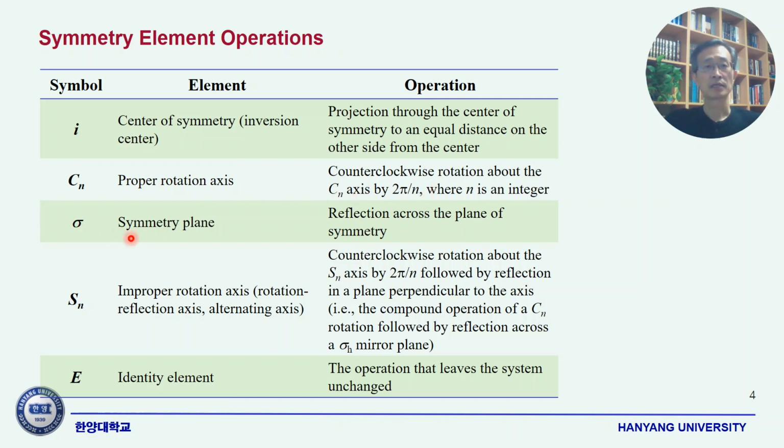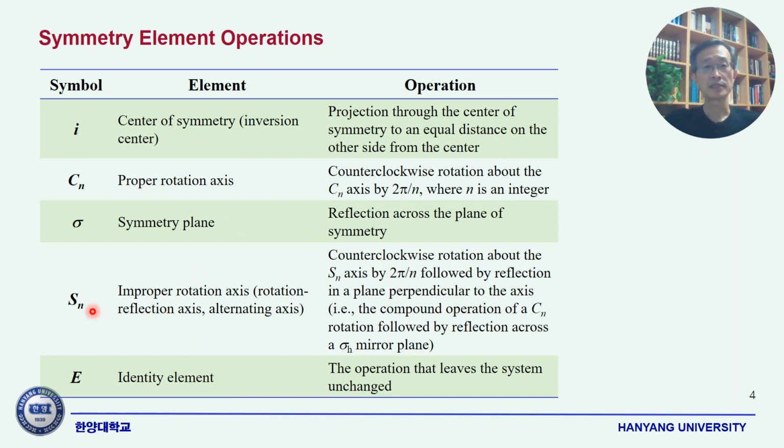And then sigma is the symmetry plane. So reflection across the plane of symmetry, you will find the same atom. Okay, so there are 3 different symmetry planes. One we just have seen with the methane molecule, which is sigma d, and there are 2. We'll find out what those are in the next slide.